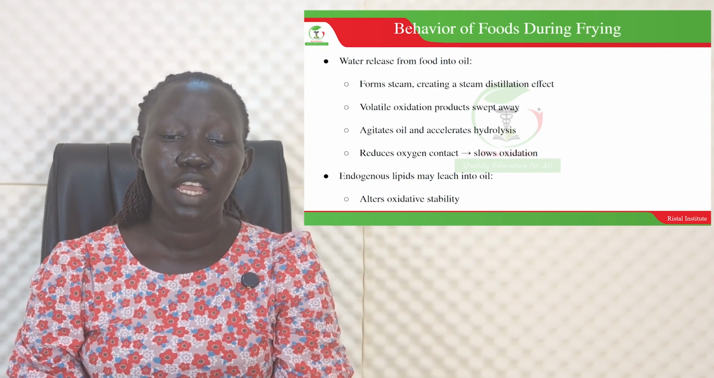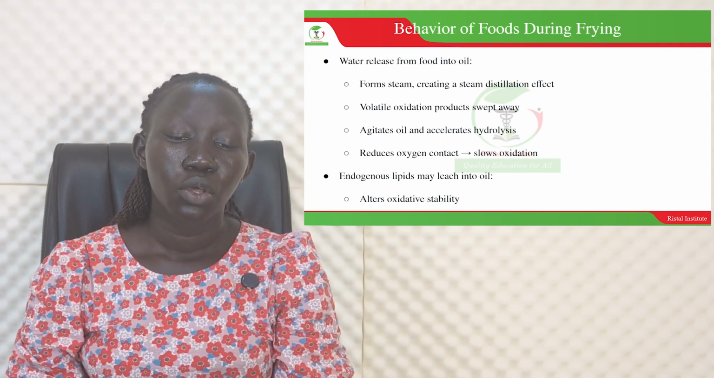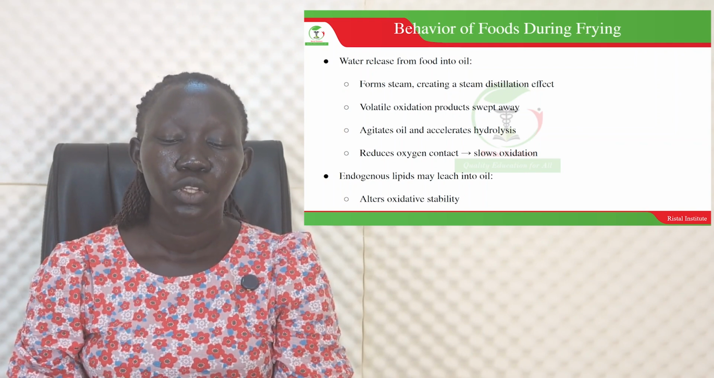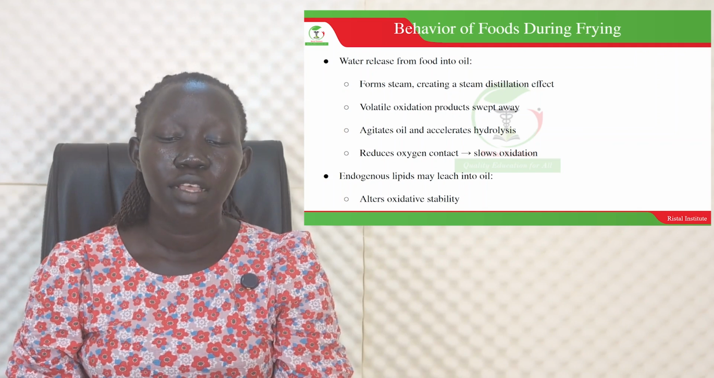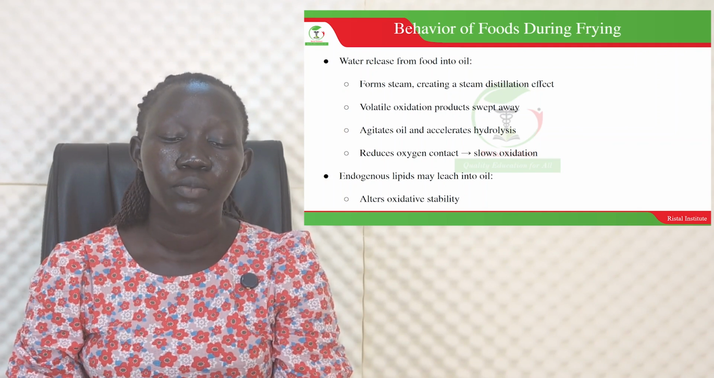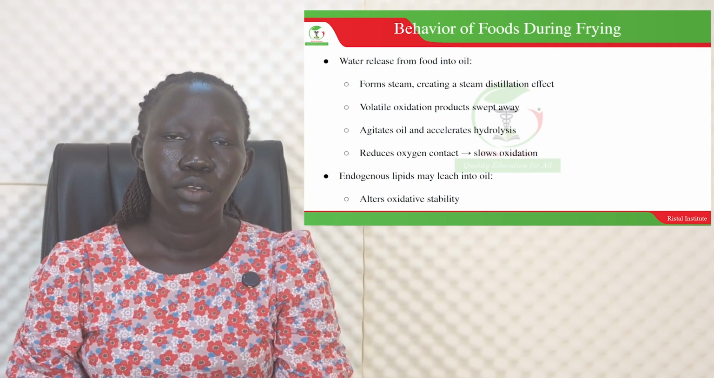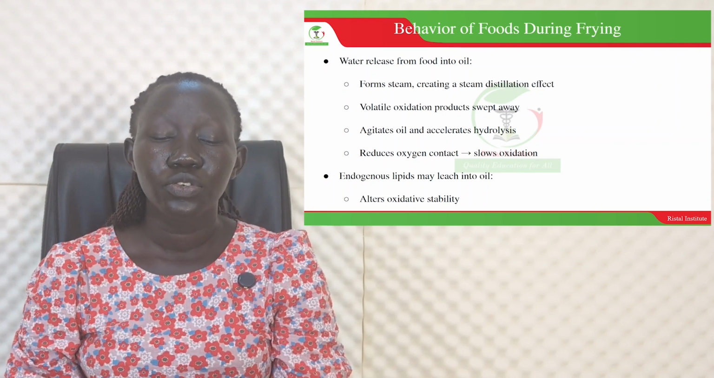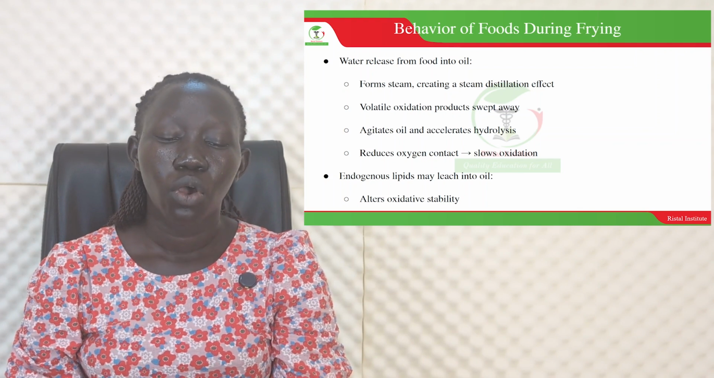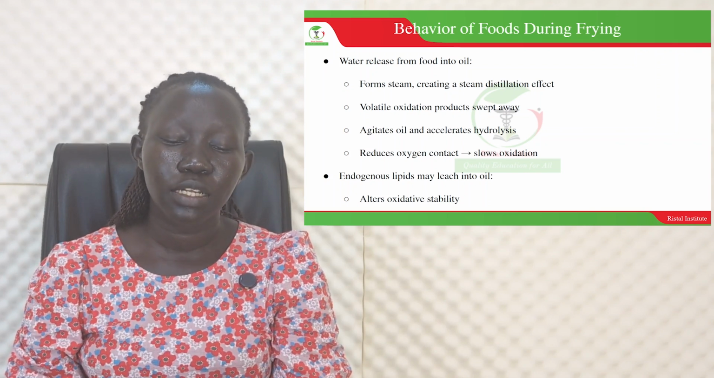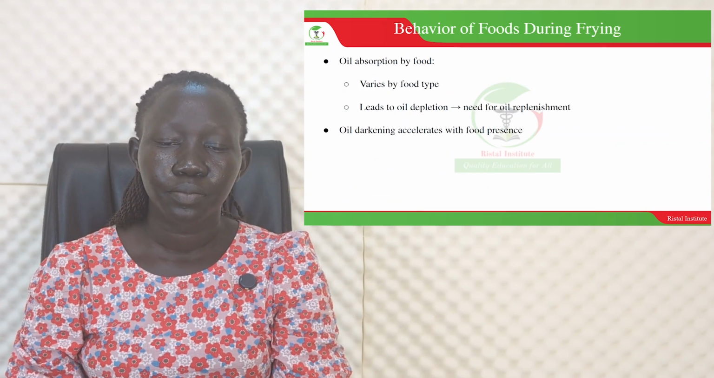During frying, water is released from the food into the oil, forming steam, and this creates a steam distillation effect. Volatile oxidation occurs, and the volatile oxidation products are swept away. And also, it causes agitation of the oil and accelerates the process of hydrolysis, reducing oxygen contact, leading to slow oxidation. Endogenous lipids may also leach into the oil during frying, and this may alter the oxidative stability.